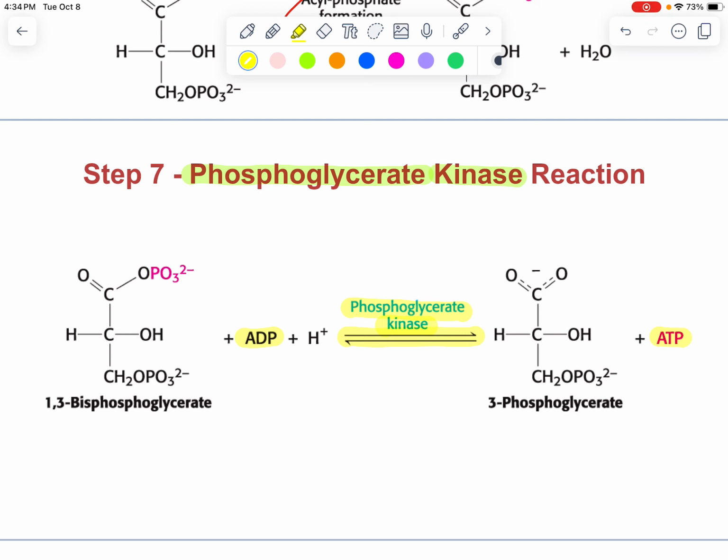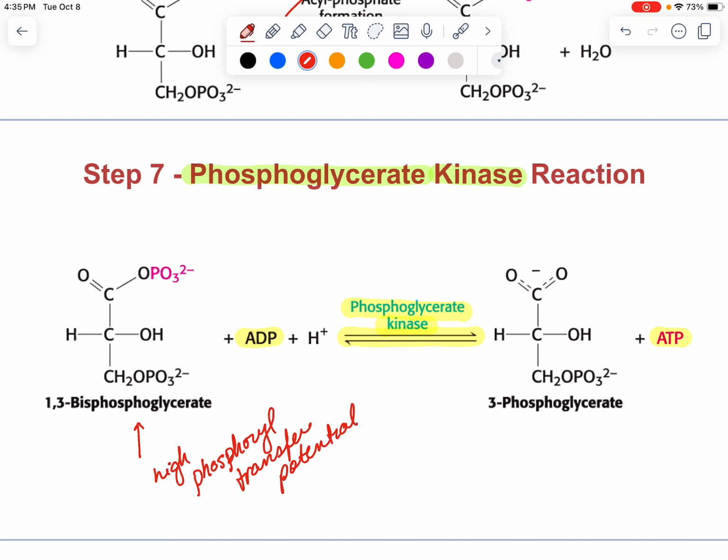All right, when you look at this molecule, you may think, wow, that name sounds familiar. And if it does, it's because we looked at it when we looked at molecules that have that high, we'll just write it out again, phosphoryl transfer potential. There's a big driving force. They give off a lot of energy, okay, when they transfer that phosphate group.